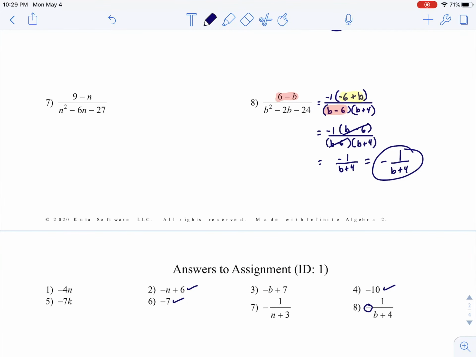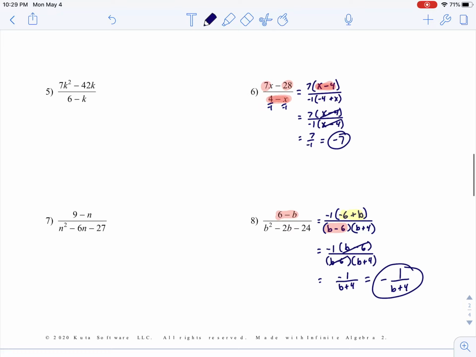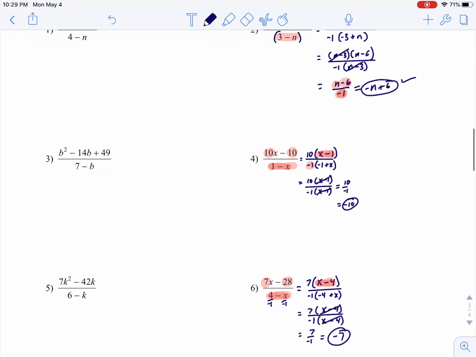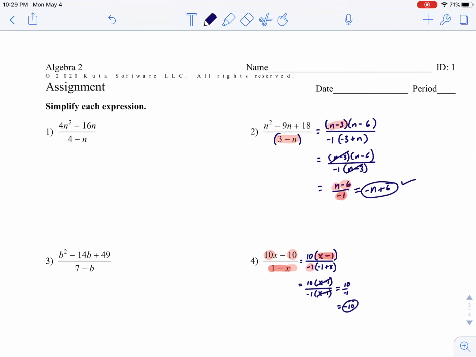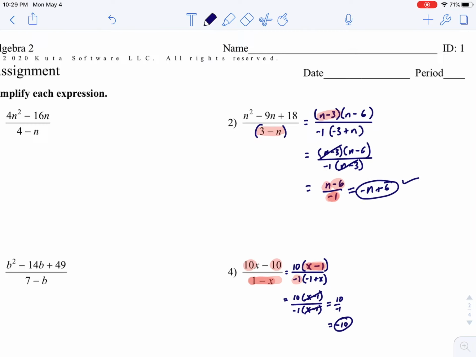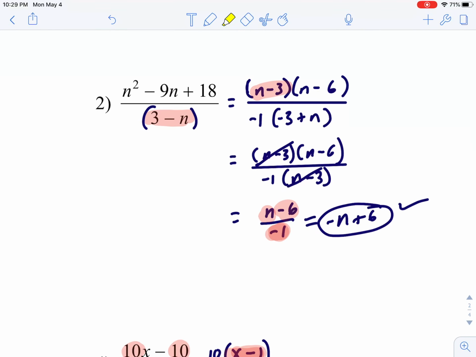Okay, so only 4 problems. My examples kind of mimic the problems you're going to be doing in a lot of ways. Factor and cancel, that's the rule, just like the other assignment we did last week. But when you get to the point where things look kind of like they're going to cancel, but not exactly, that's where you factor a negative 1 out. That changes the signs, reverse it, and then everything cancels out, and you're good to go.